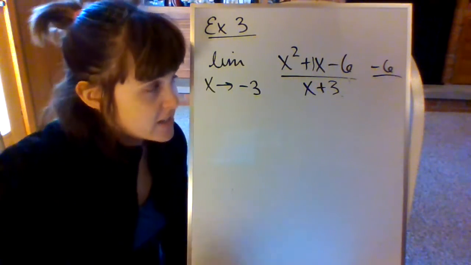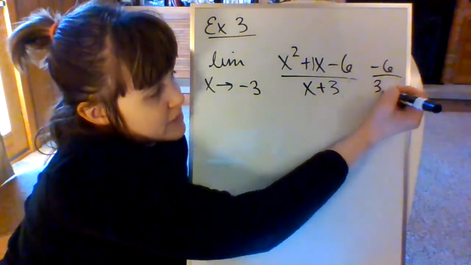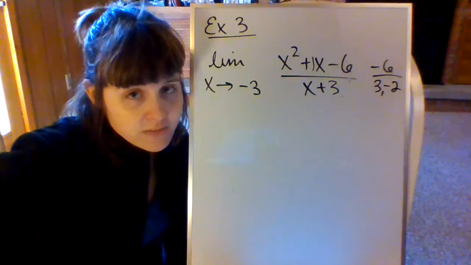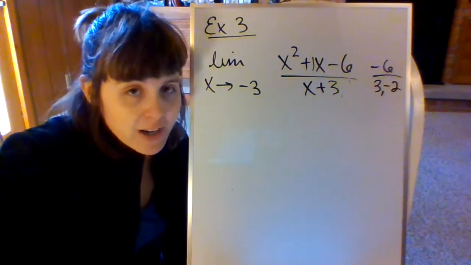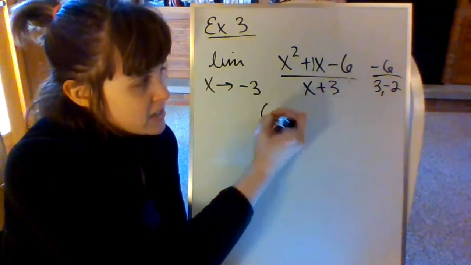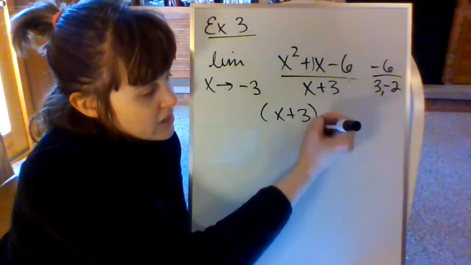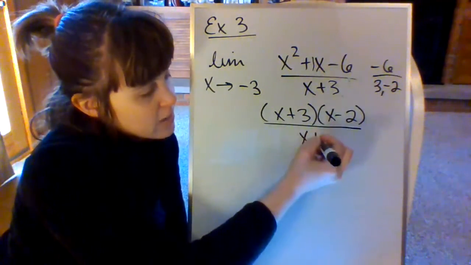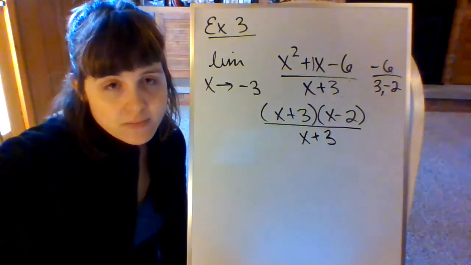What could you multiply to get negative 6 that would add together to be the middle term of 1? So negative 6 is 3 times negative 2, and when you add those together, you get 1. So the way you write your factors for a trinomial is like this: x plus 3, x minus 2, and then the bottom part was x plus 3.